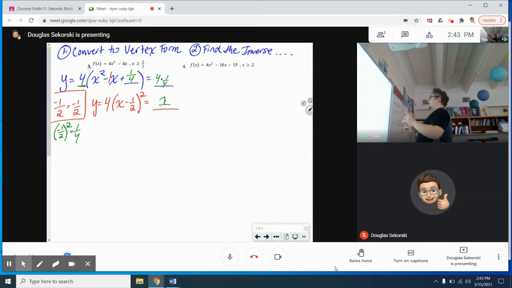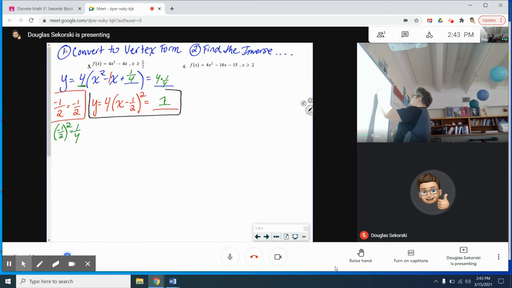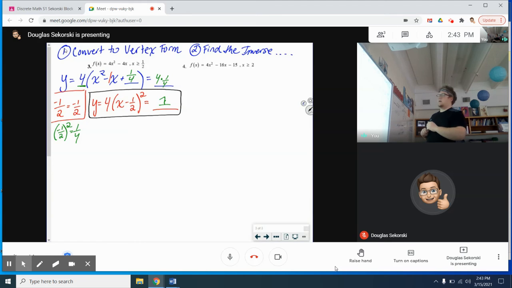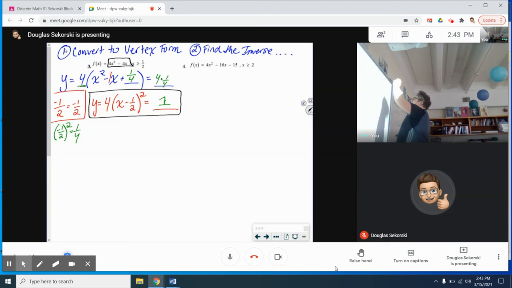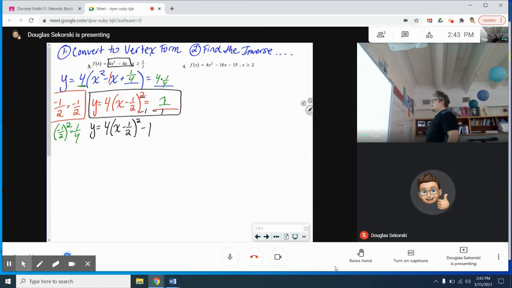At this point in the game, you have to relook and say, does that represent what was given to me originally? You could go back right now and square this and subtract this 1 back, and you would find that it does equal 4x squared minus 4x. So I'm going to rewrite it fully, like it's a perfect equation in vertex form with a -1 there. And now you're ready to find the inverse.